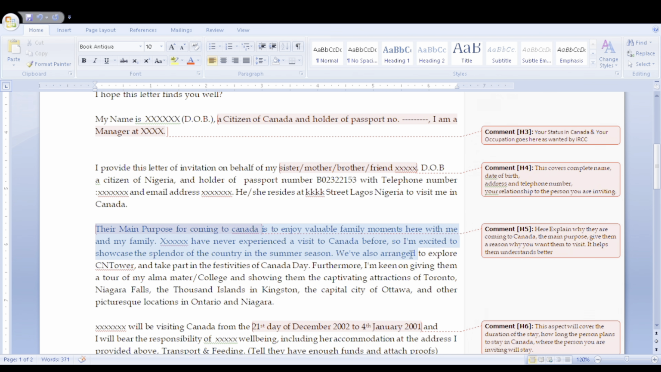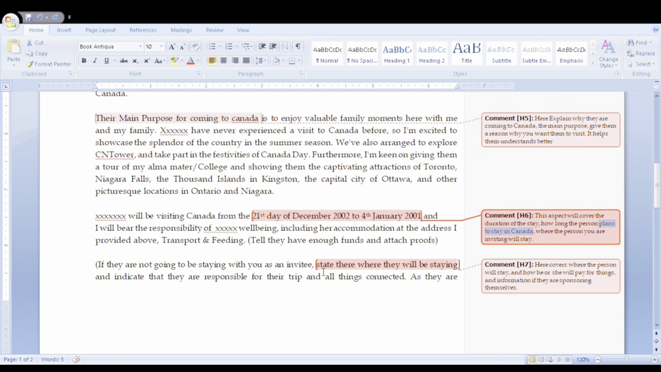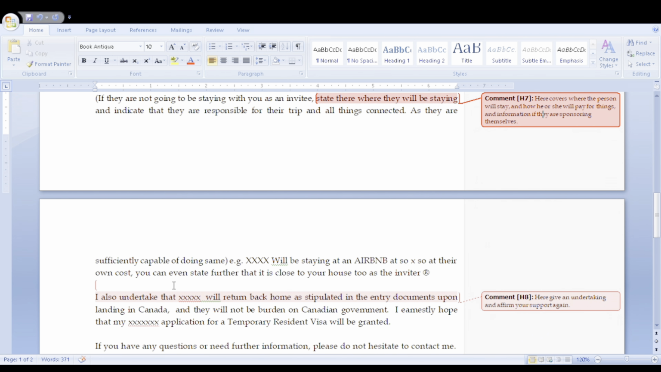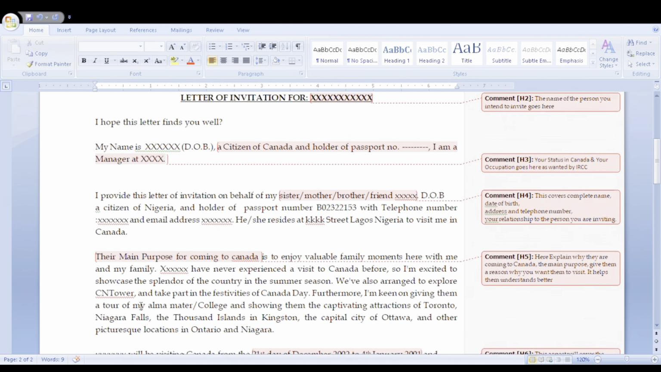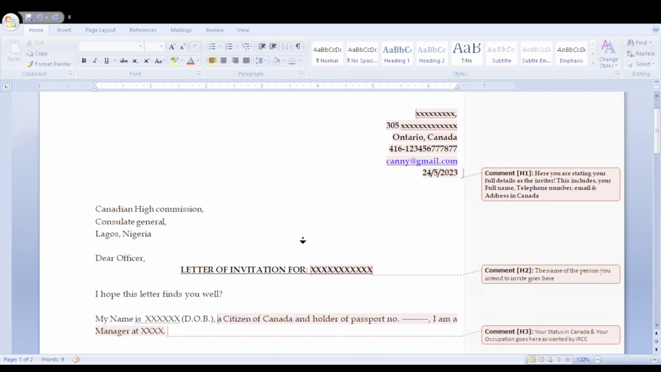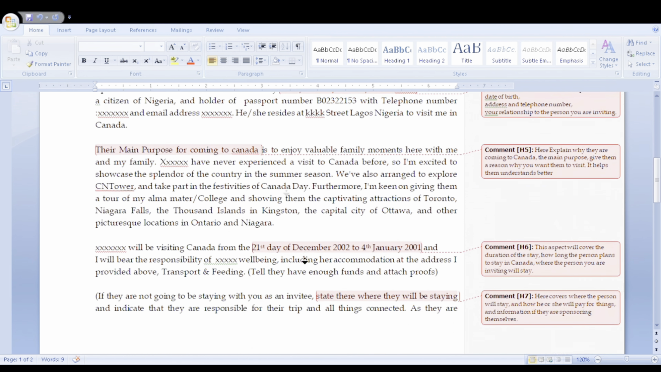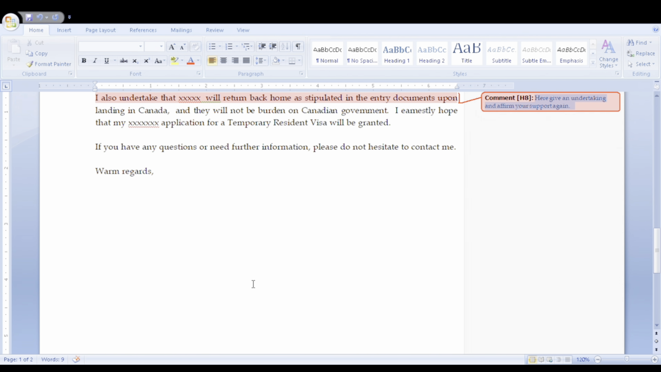The next paragraph will cover their main purpose of coming to Canada, which is what they want to come and do in Canada, and when and where they would be staying when they come to Canada. If they're not going to be staying with you, they need to show proof of where they would be staying, either an Airbnb or a hotel. And finally, you need to sign an undertaking, basically to say that you're going to stand for such a person, and you would make sure that the person goes back to Nigeria. So that's all about this.